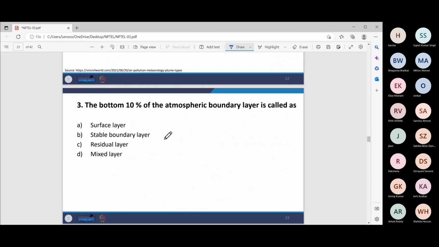The bottom 10% of the atmospheric boundary layer is called as: first option is surface layer, second is stable boundary layer, third is residual layer, and fourth is mixed layer. The bottom 10% of the atmospheric boundary layer. Which one is this? Surface layer. Correct. It will be surface layer.